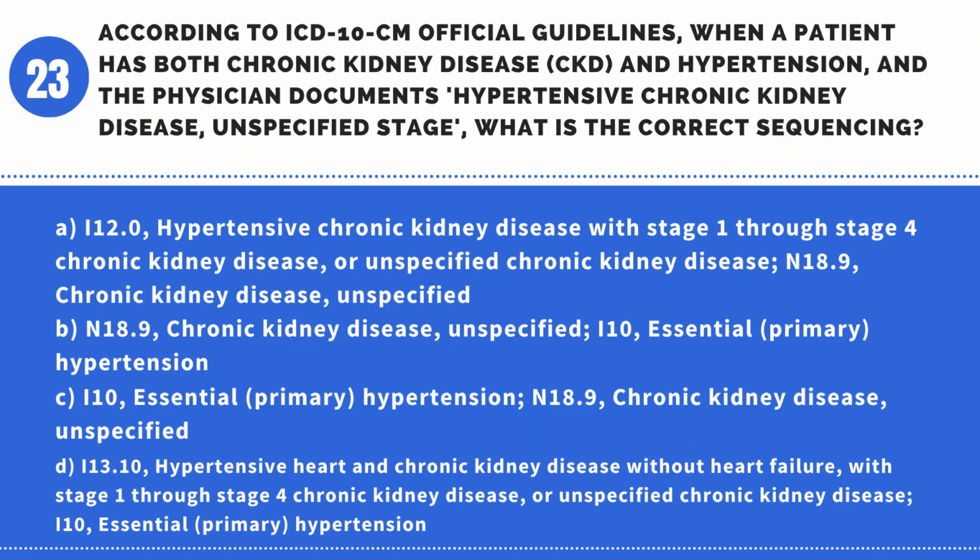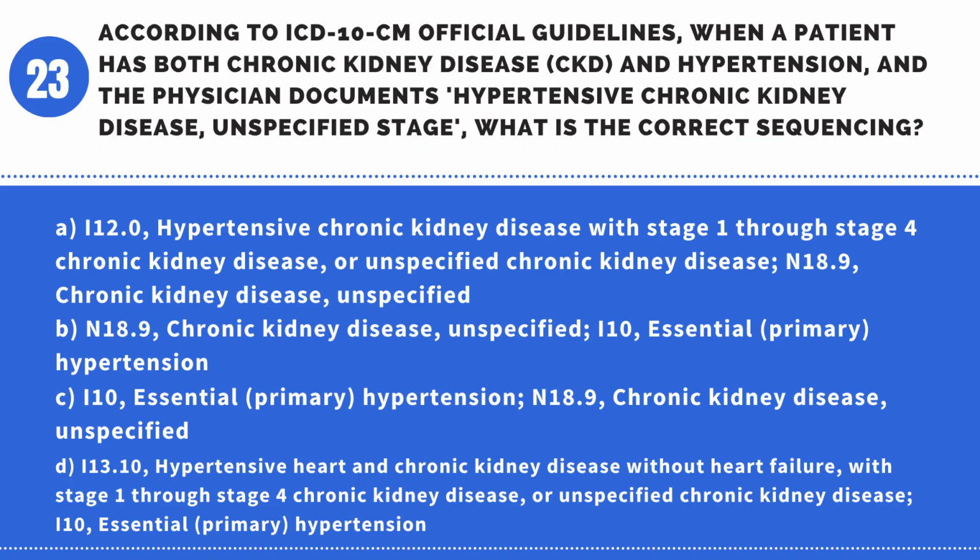Question 23. According to ICD-10-CM official guidelines, when a patient has both chronic kidney disease, CKD, and hypertension, and the physician documents hypertensive chronic kidney disease, unspecified stage, what is the correct sequencing? A. I12.0, hypertensive chronic kidney disease with stage 1 through stage 4 chronic kidney disease or unspecified chronic kidney disease, and N18.9, chronic kidney disease unspecified.